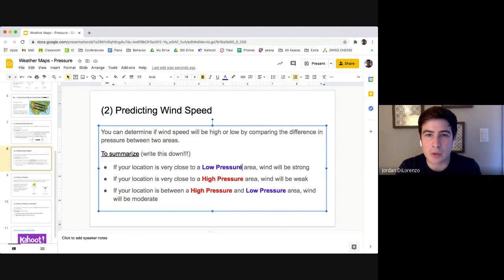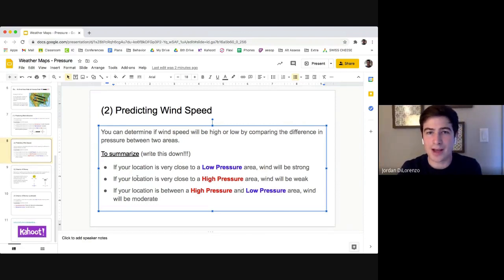Since air is moving toward a low pressure area, the wind is going to be strong because of all that incoming air. High pressure areas push air away. Air leaves these locations. And as a result, you shouldn't expect very much wind. You might have a light breeze, but that's it. And if you're in between a high and low pressure area, the wind is going to be moderate as it moves away from the high pressure area and into the low pressure area.